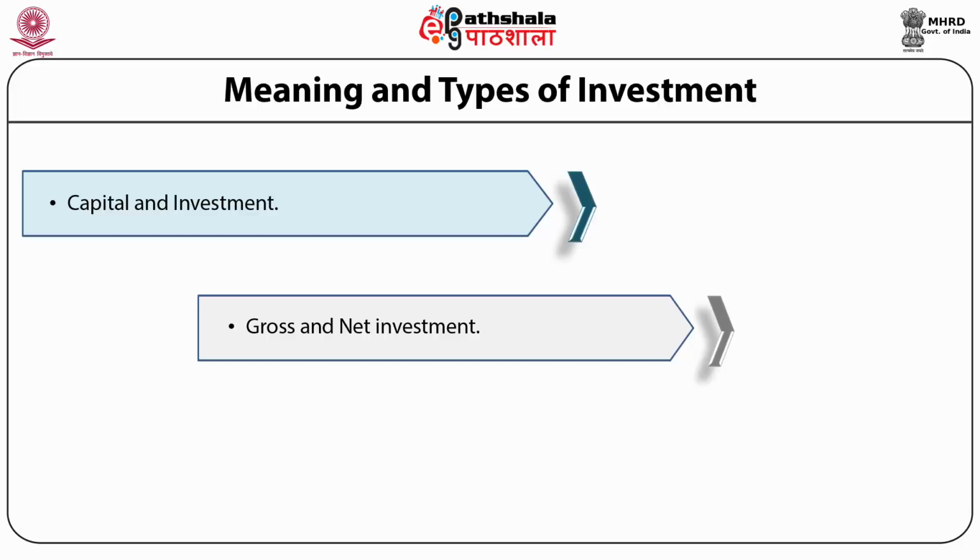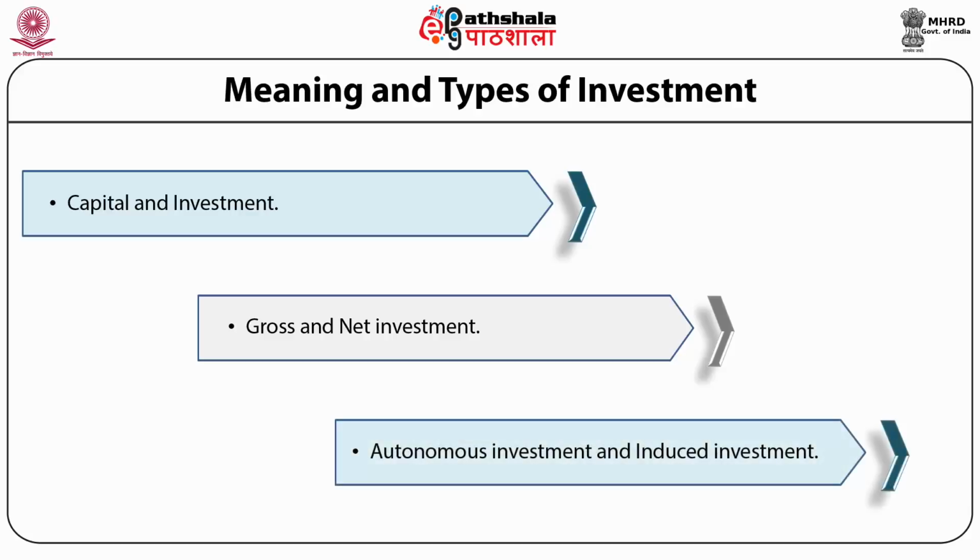On the basis of determinants of investment, investment is further divided into two types. One is autonomous investment, another one is induced investment. Investment that is a function of income and interest rate only is called induced investment. It is positively related to income and negatively related to interest rate. Investment that is determined by factors other than the level of income and interest rate is known as autonomous investment. These other factors are also called exogenous factors, whose examples are discovery of new markets, higher demand, population growth, optimistic environment in the economy, and so on.